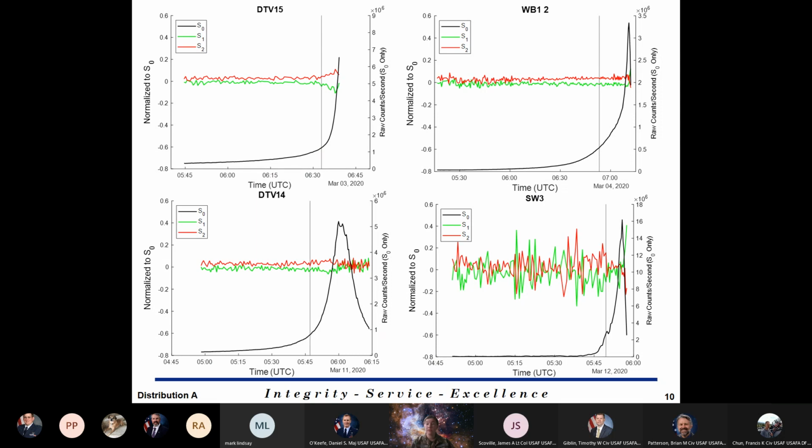In our analysis, we focused first on the satellites that glinted in the spring of 2020. We were comparing them when we noticed that the data for Spaceway 3, which is the one on the bottom right, was different from the other satellites. There was much more variation in both the S1 and S2 than in any of the other satellites.